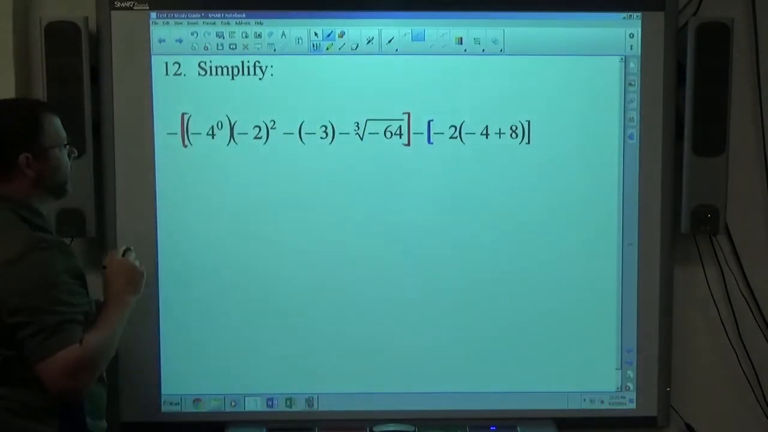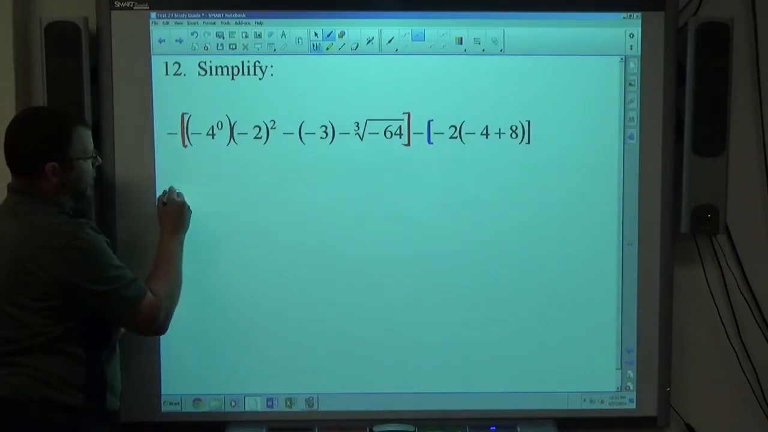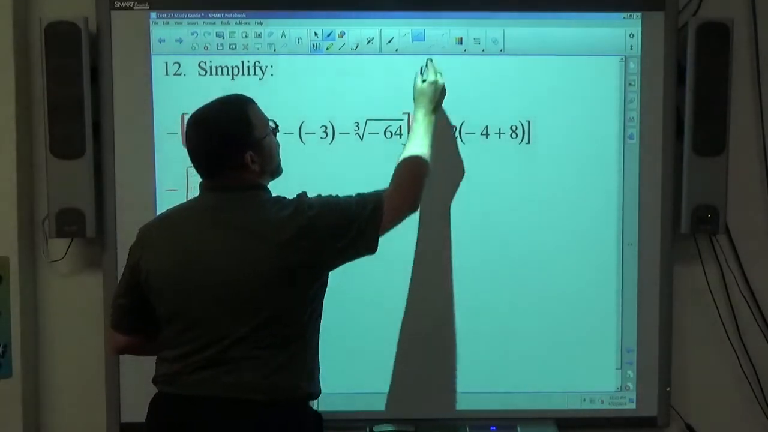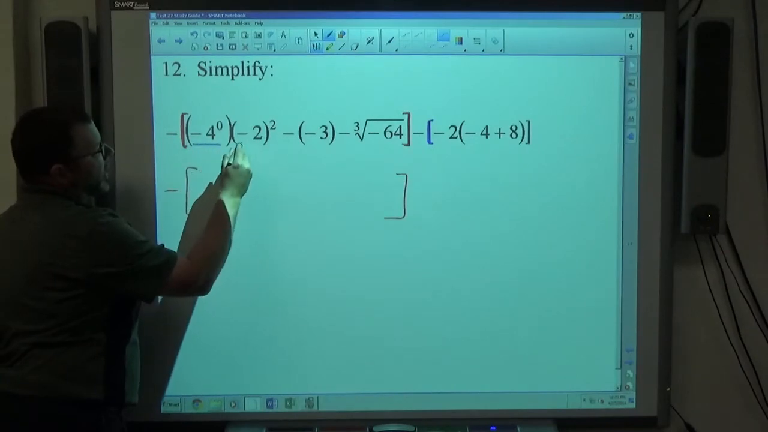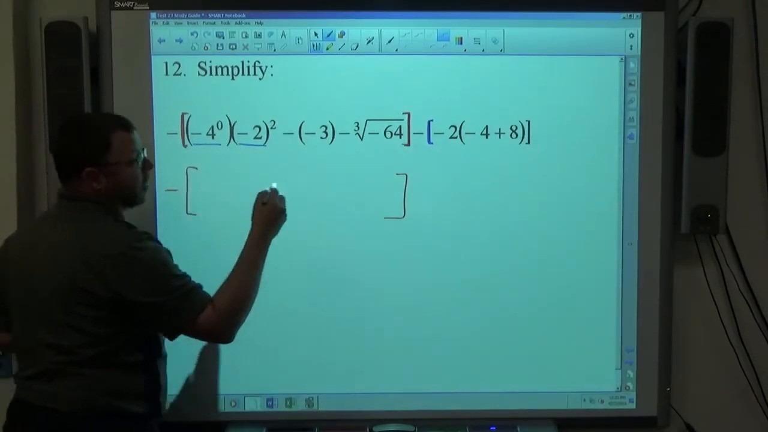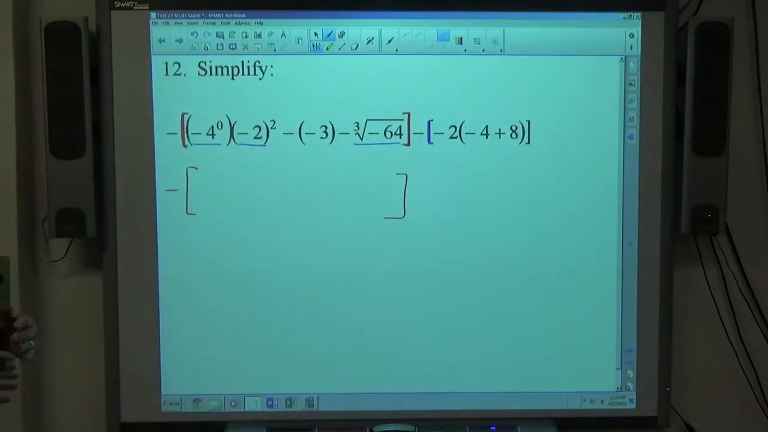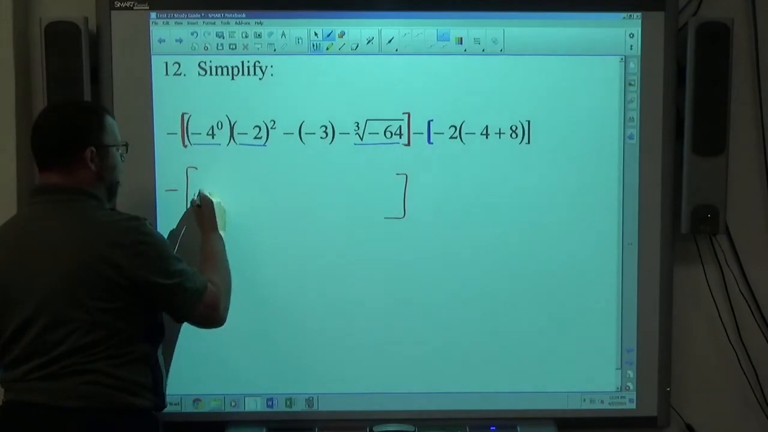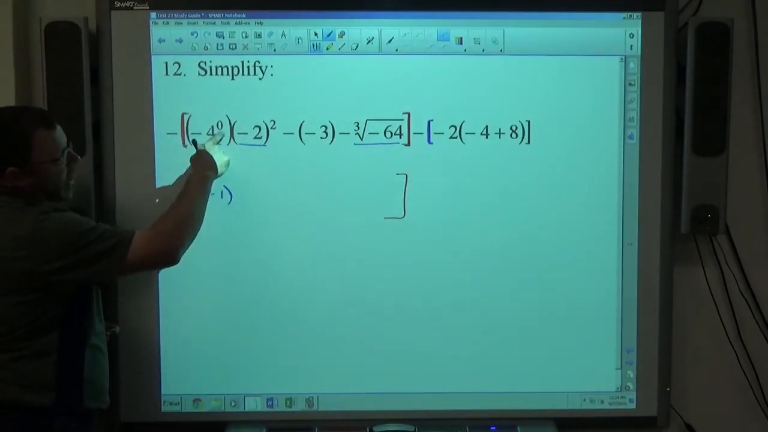So if we just look at the red one, minus sign outside is going to stay minus, nothing's happening to it. I'm going to put the bracket down here and here. As I look at the pieces, negative 4 to the 0 and negative 2 squared are powers. A cube root is also in the family of powers, so I want to do powers first within that bracket. So negative 4 to the 0 power is going to be negative 1. It's negative because the 0 is right next to the 4, not outside the parentheses.